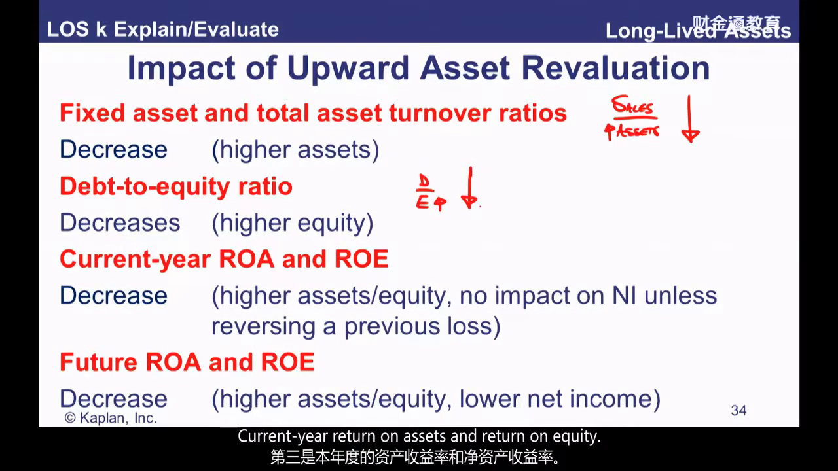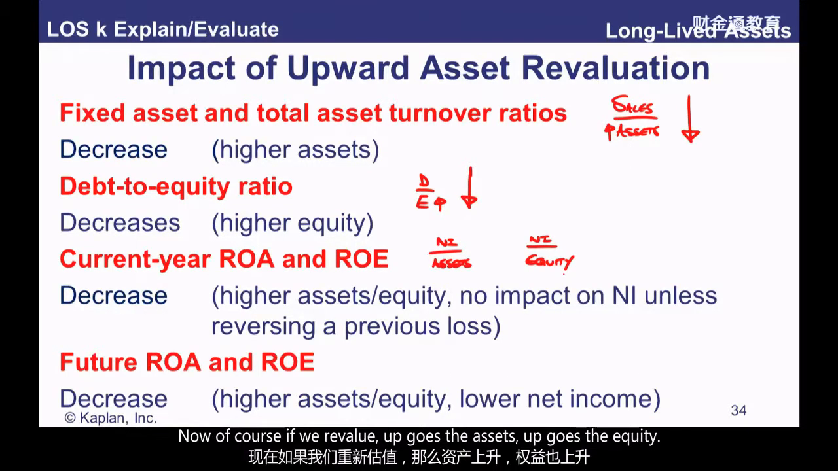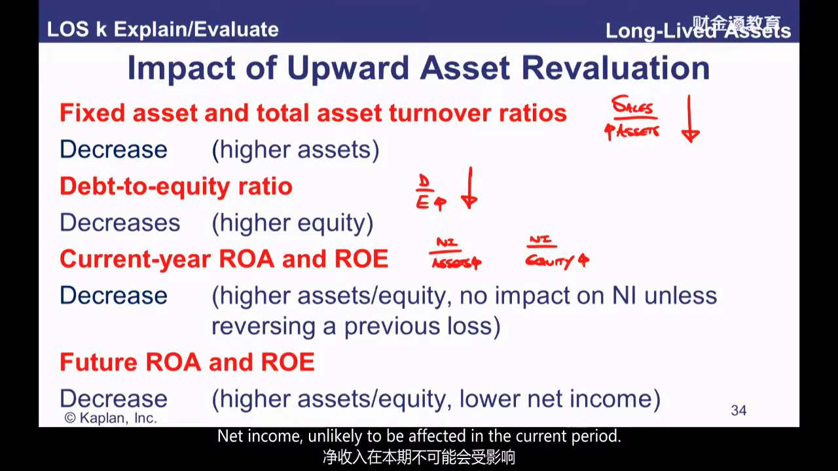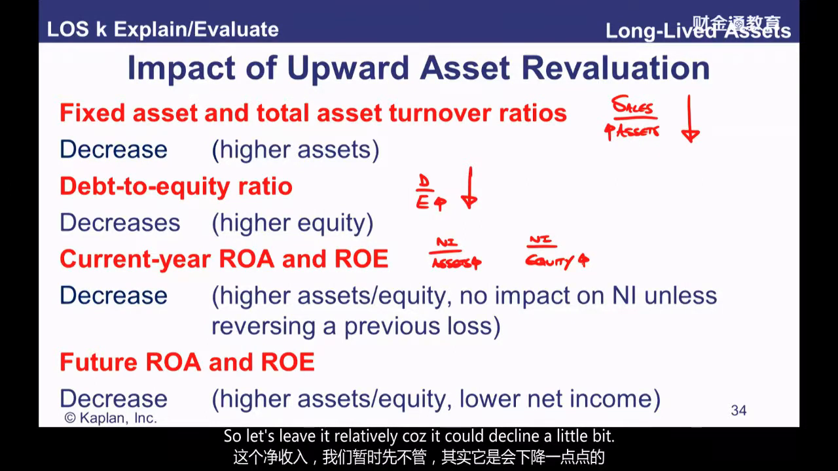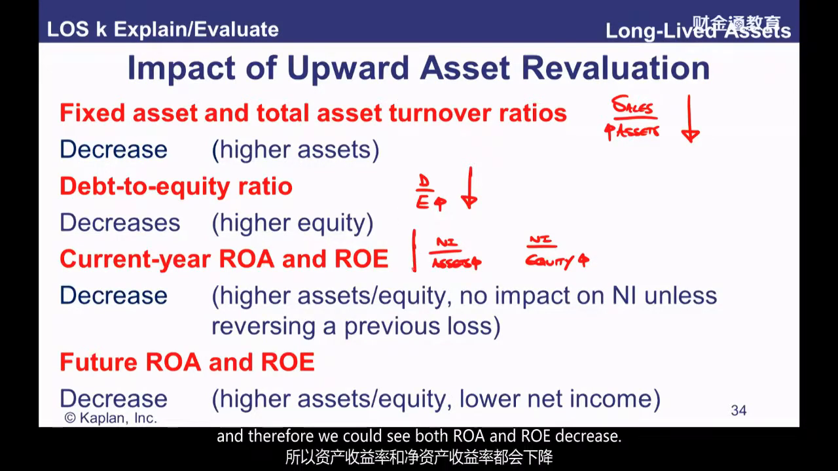Current year return on assets and return on equity. So return on assets, net income over assets. And of course, return on equity, net income over equity. If we revalue, up goes assets, up goes equity. Net income, unlikely to be affected in the current period. So let's leave it relatively constant. It could decline a little bit. We'll explain why in a second. But essentially, it's all about the denominator in the current period. So higher assets, higher equity, and therefore we're going to see both ROA and ROE decrease.